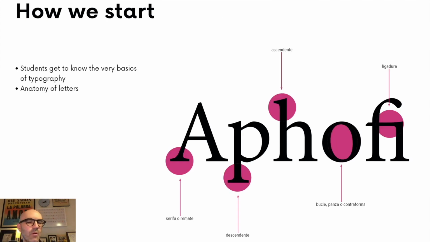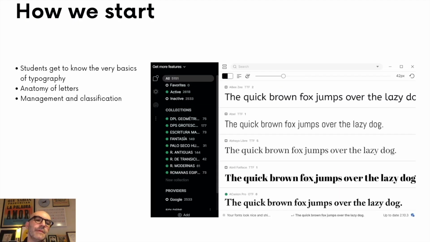Right, so how did we do it, how did we start? First of all, the students get to know the very basics of typography. Of course, they start with the anatomy of letters, then they learn how deep and how complex this topic may be, and they learn how to identify fonts and then to classify them, right? They get into classification. We work with the ATypI classification or the one they consider, right? And they jump into classifying typefaces.